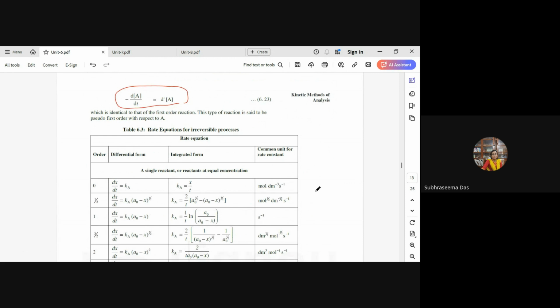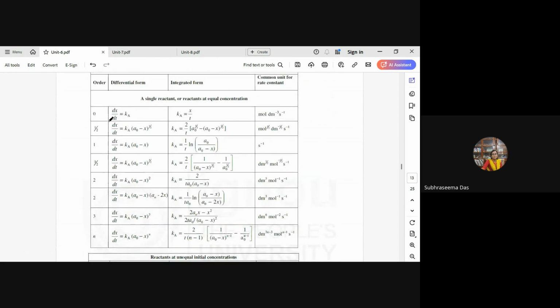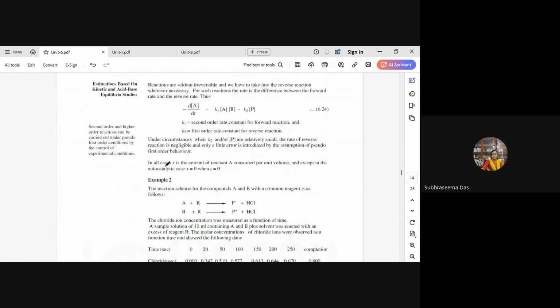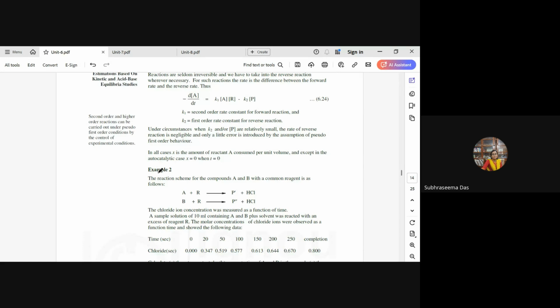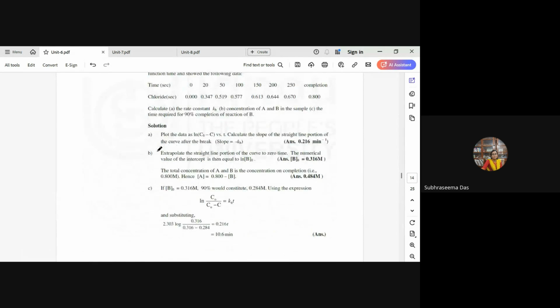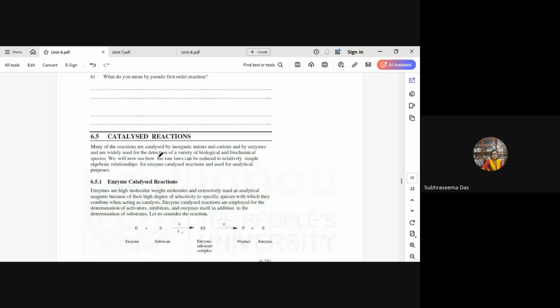So here in Table 6.3, the rate equation, the differential form, the integrated form and the common units for different orders of reaction have been shown. Also, an example has been shown here of how we can calculate the rate constant of this given equation. Here, examples 2 and 3 have been given for you.